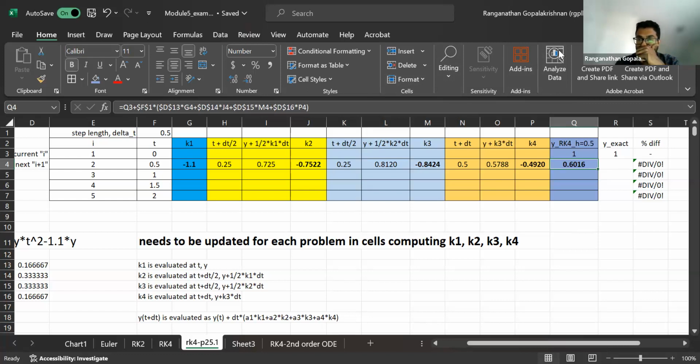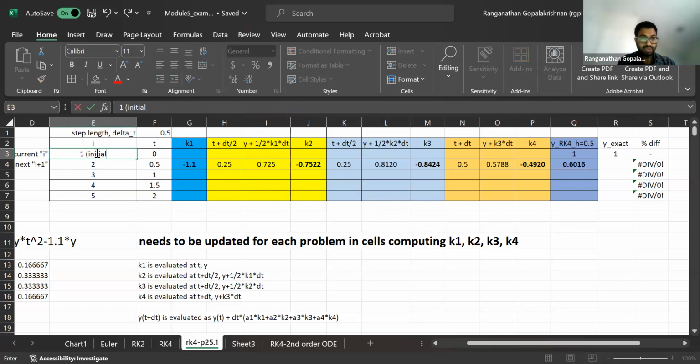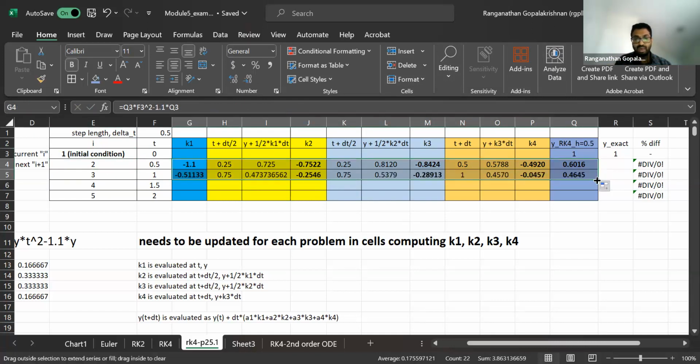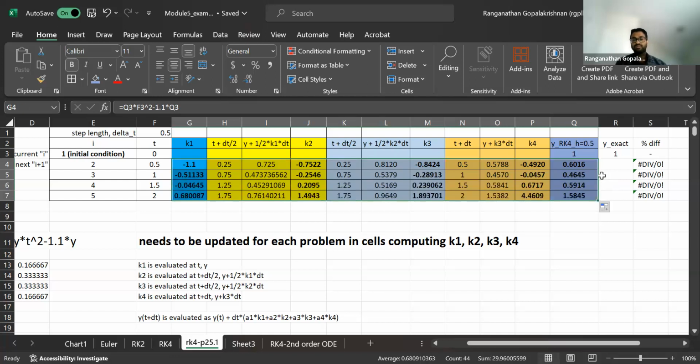So now we have computed for i equals 2. i equals 1 is the initial condition. And then we computed for i equals 2. And now to do i equals 3, you don't have to do anything extra. You just have to copy these formulas to the next row and then subsequent rows.